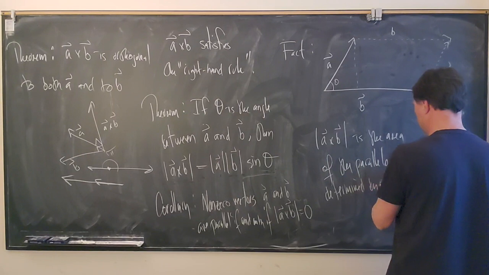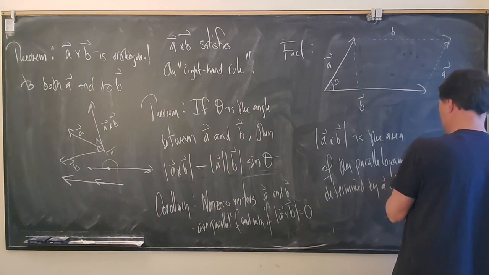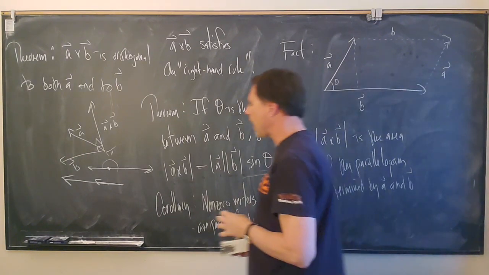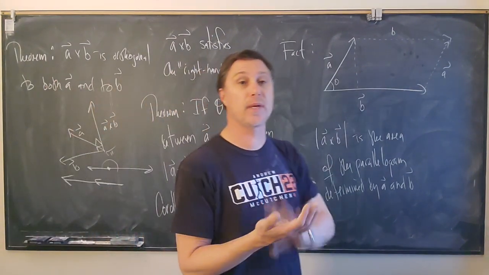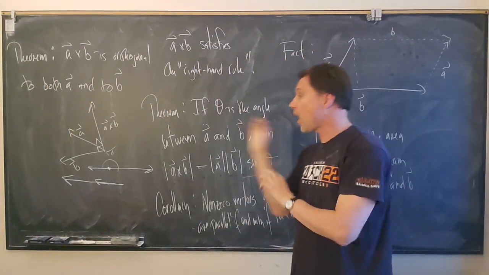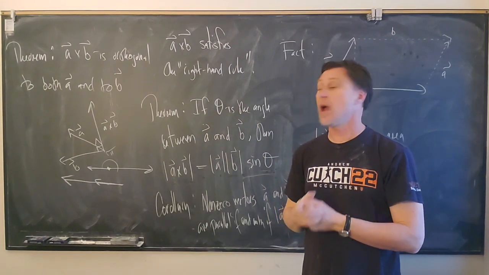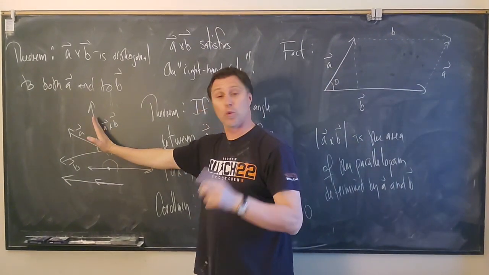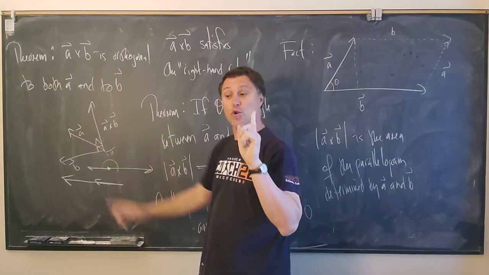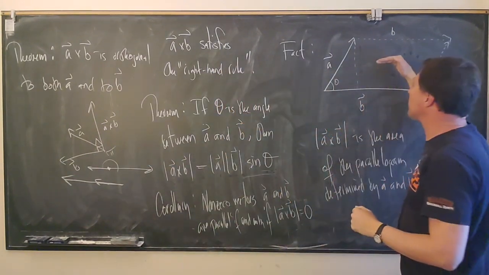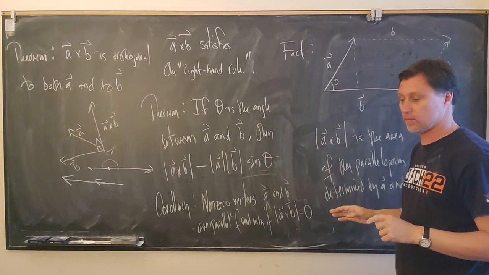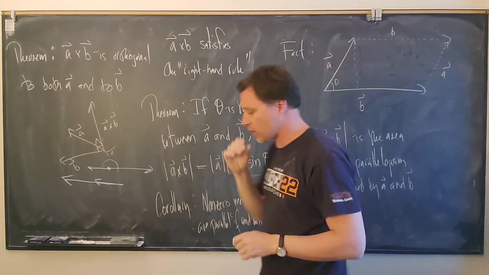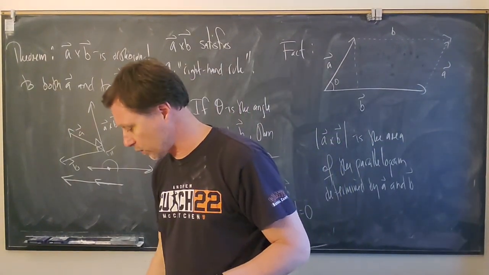All right, so this gives us a nice and completely geometric characterization of the cross product. A cross B is the vector that is orthogonal to both A and B, that obeys the right-hand rule, so that tells us the direction, whose magnitude is equal to the area of the parallelogram determined by the two vectors. So that's a nice characterization of the cross product.